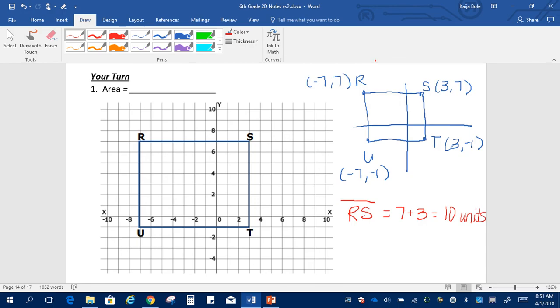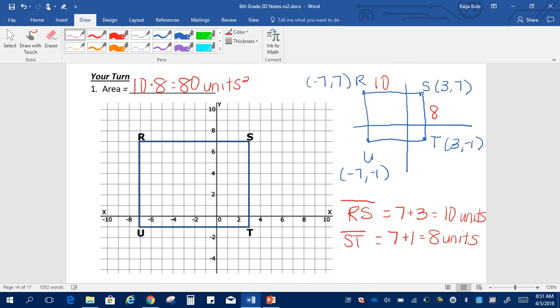Then we have to look at ST to get our width. Again, we're jumping over an axis, which means we add. Remember the saying, opposite side, add. So we're going to add our 7 and our 1, and this one is 8 units long. If you label it, this one's 8 and this one's 10. So to find the area, we're going to multiply 10 times 8, which gives us 80 units squared.